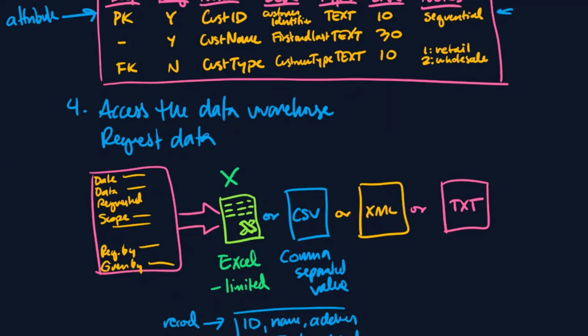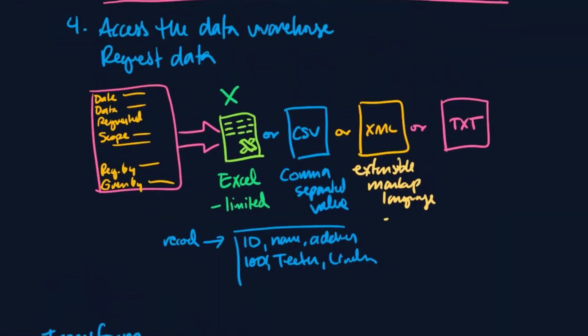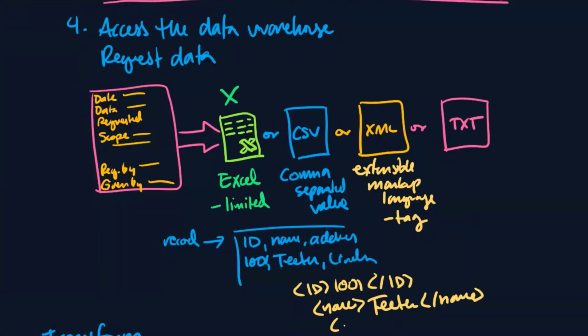When you import this into whatever tool, they say whenever there's a comma, put it in a new column in your table. We have XML. XML stands for Extensible Markup Language. And the difference here is we are going to tag each of these values. So instead of putting all the values with a comma, I'm going to say, okay, I have an ID 1001 and an end tag with a /ID that says everything between these two tags is 1001. I have name, Teeter, name, address, Linden, address.